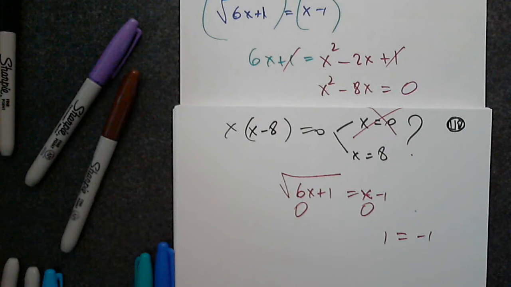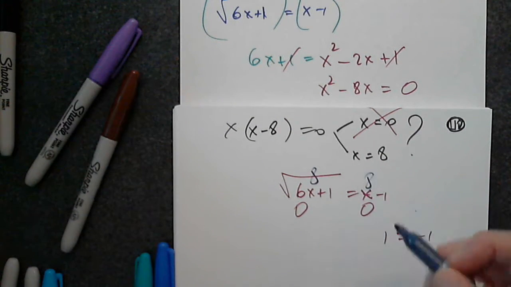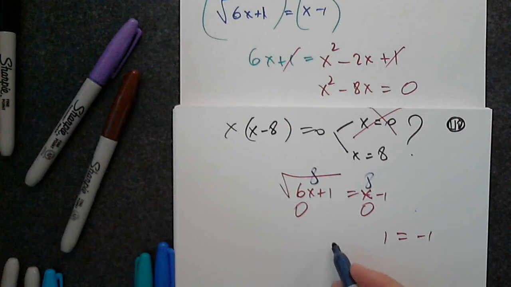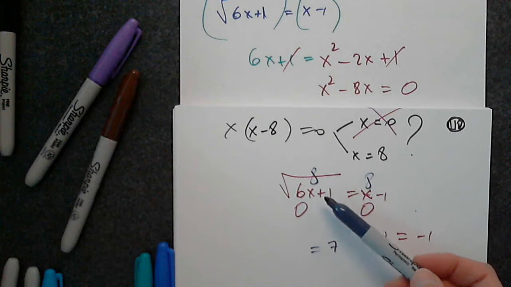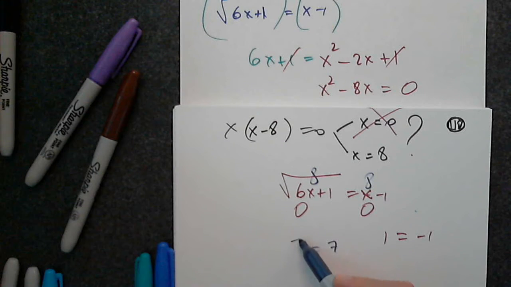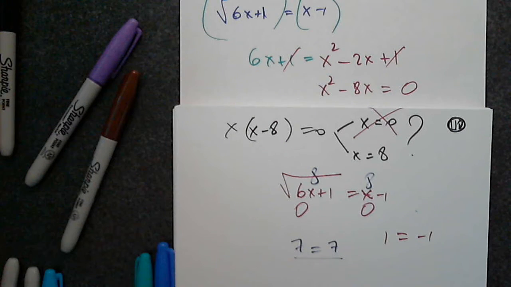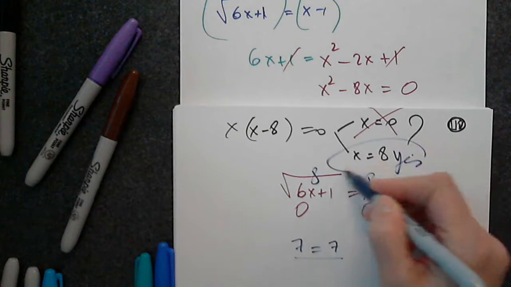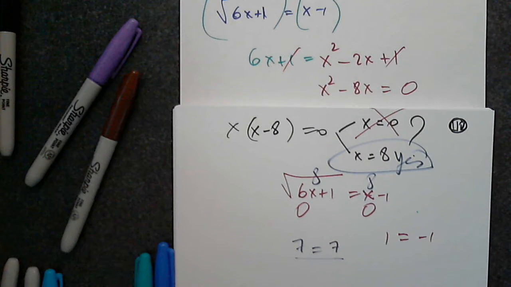Now I'm going to check 8. The right-hand side is 7. 48 plus 1 is 49. The square root of 49 is 7. Would you accept 8? Oh, yes. Yes. We will say yes only for x equals 8.